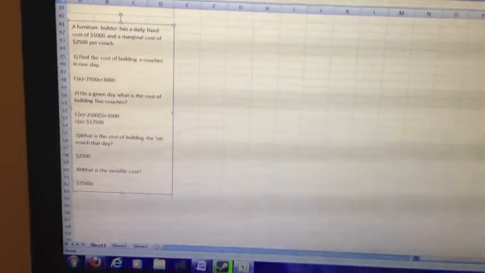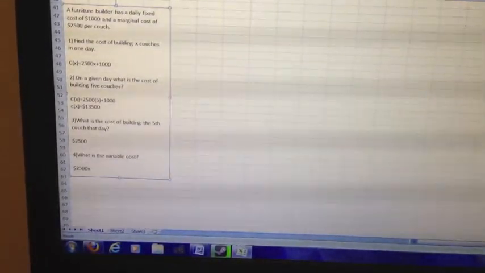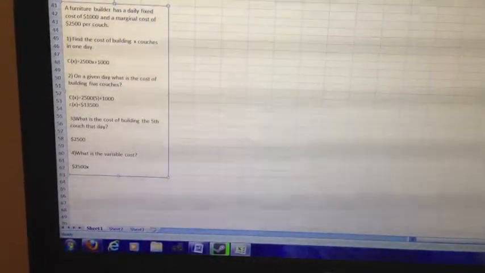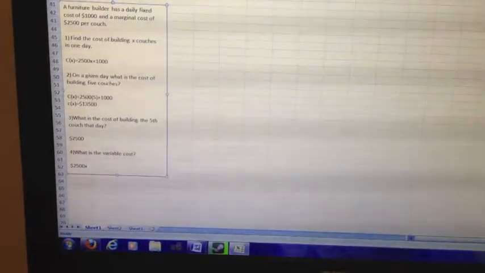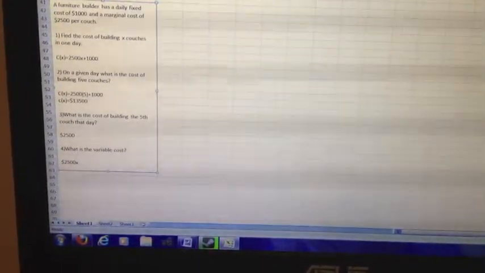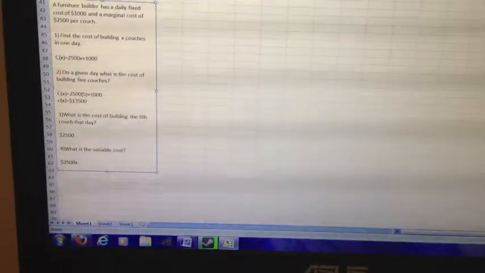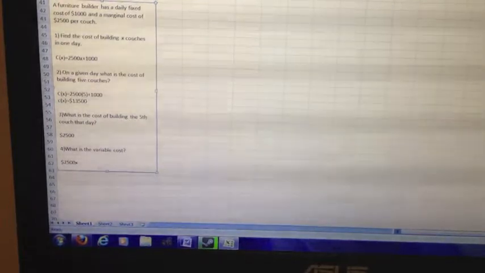Now we are going to work on a simple word problem involving cost function. So the problem is, a furniture builder has a daily fixed cost of $1,000 and a marginal cost of $2,500 per couch.